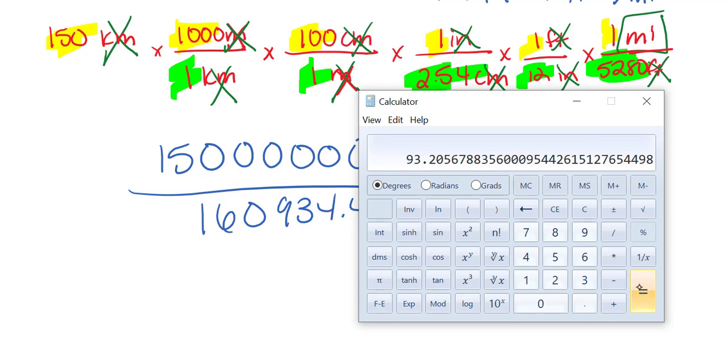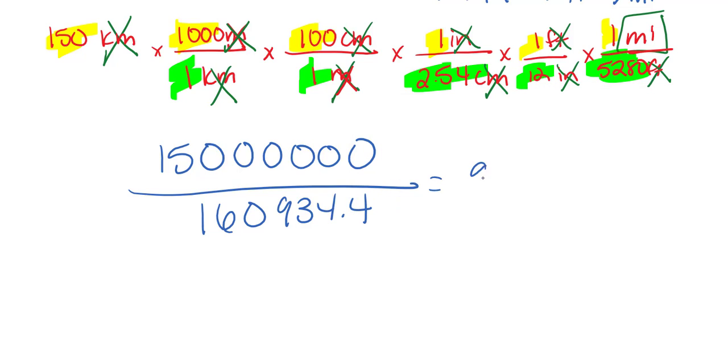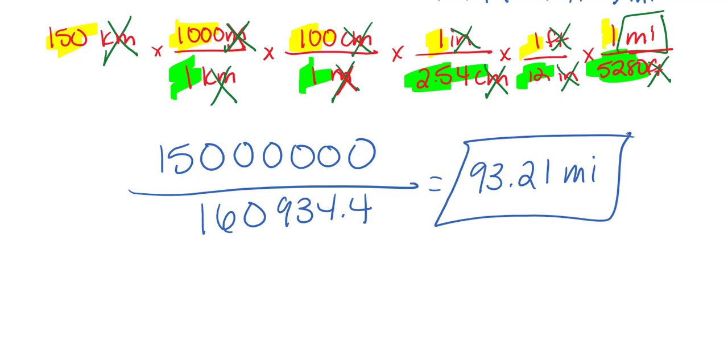And what did we get? Well, we got 93.21. And this is in miles. So that's how far the next town is. So you can say 150 kilometers, or you can say about 93 miles. So that's how we can go from one to the other.